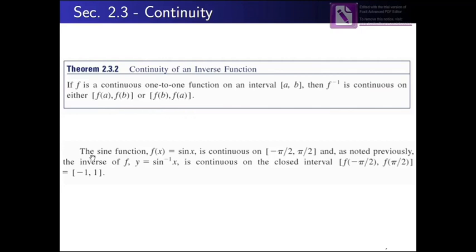And here we have an example. The sine function f(x) equals sine x is continuous on the interval minus pi over 2 to pi over 2. And as noted previously, the inverse, y equals sine inverse x, will be continuous on the closed interval from f(minus pi over 2), which is sine of minus pi over 2, to sine of pi over 2, which is minus 1 to 1.